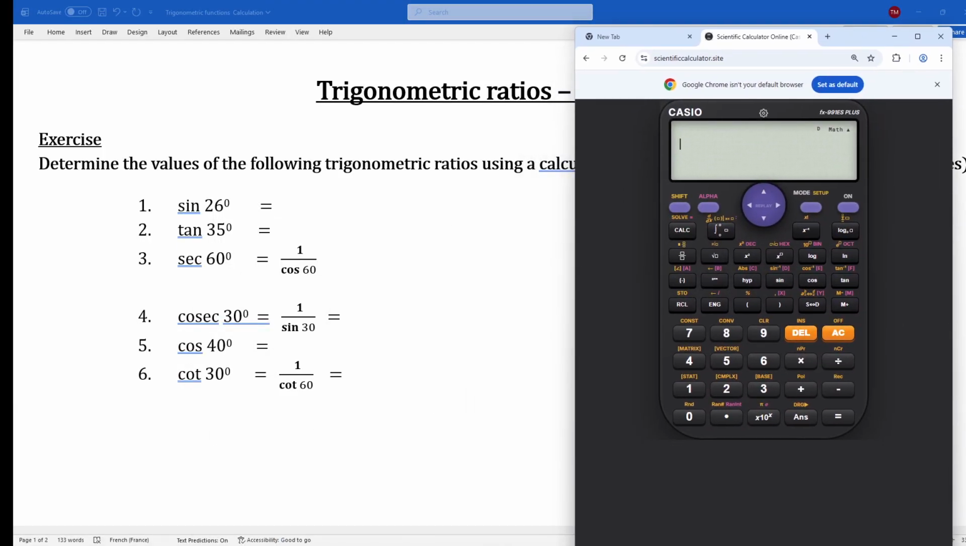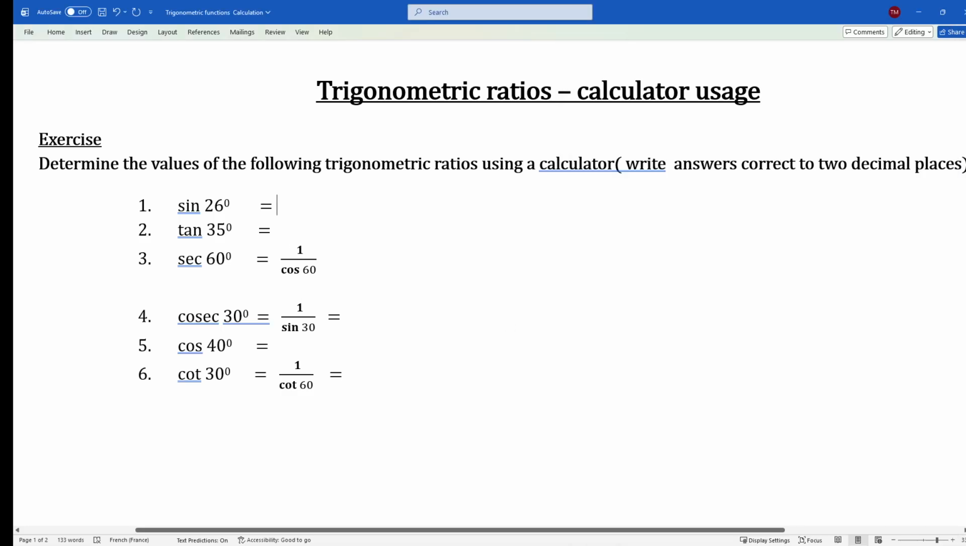Given a calculator, we are requested to calculate the sine of 26 degrees, and that will become sine 26, and that will yield us 0,438. So to two decimal places, it will become 0,44.